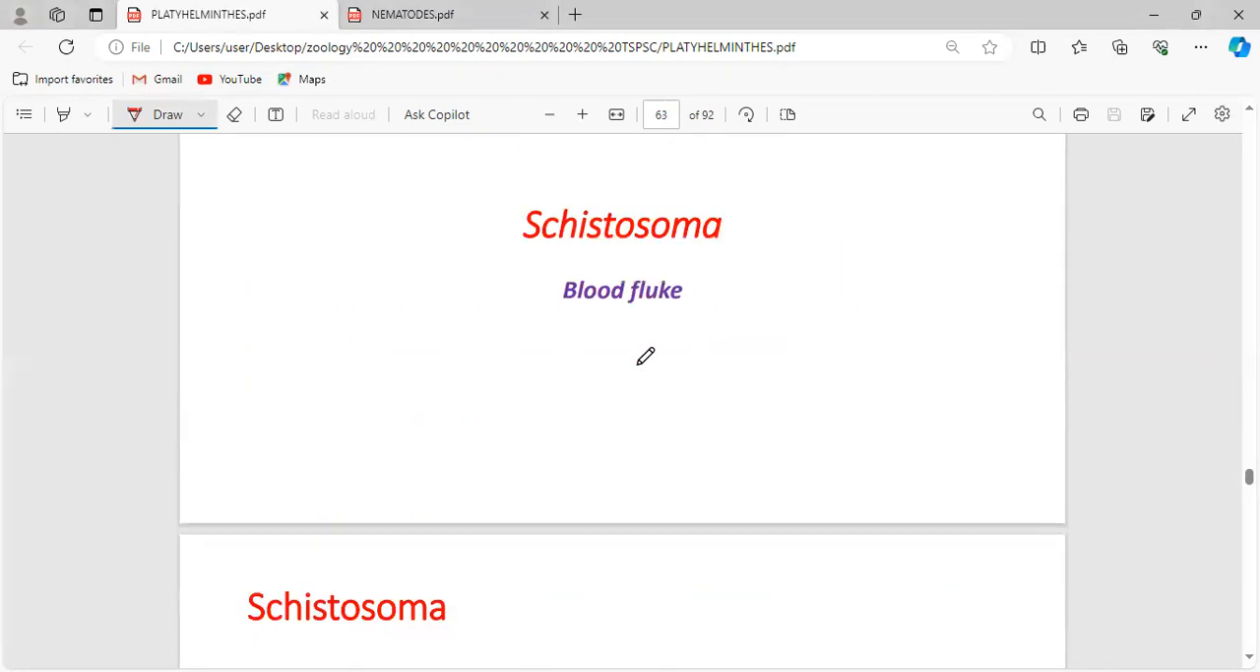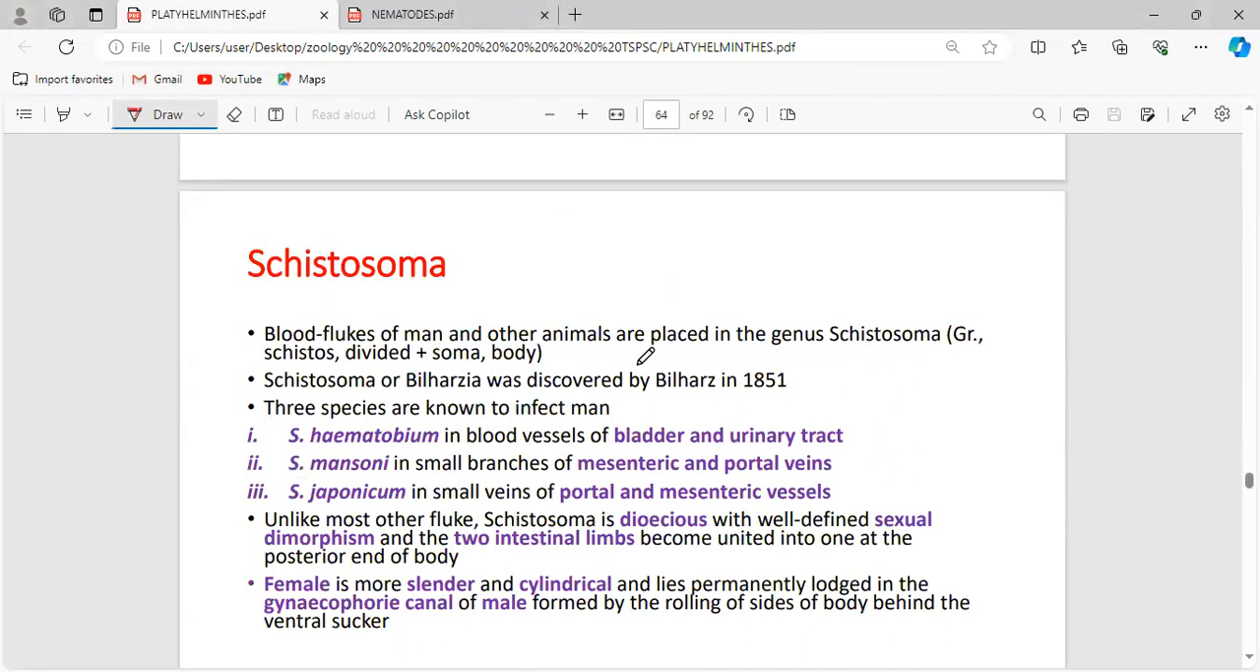Don't forget, okay? Now, what are all the hosts? What is the primary host and what is the secondary host for this Taenia solium? Very good. Man is the primary host and pig is the secondary or intermediate host. As it is involved in two hosts, it is digenetic in nature because it needs two hosts to complete its life cycle. Okay, that is about Taenia solium.